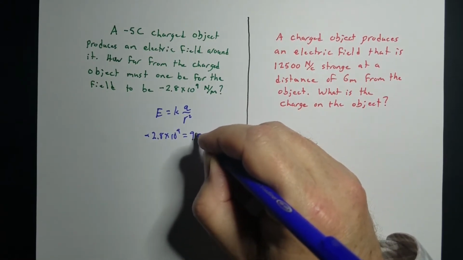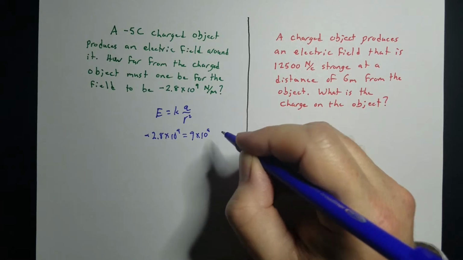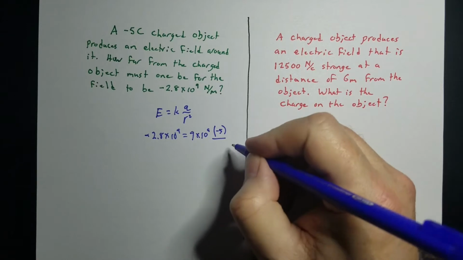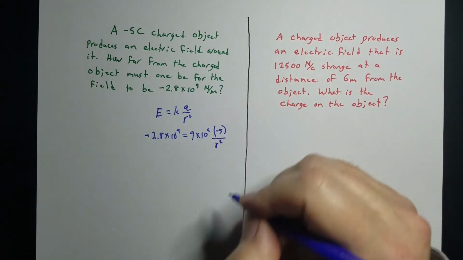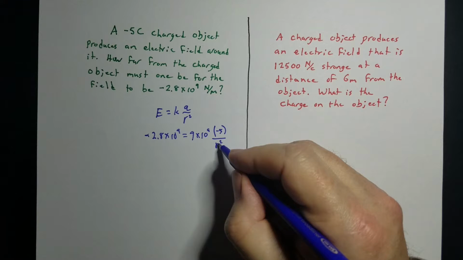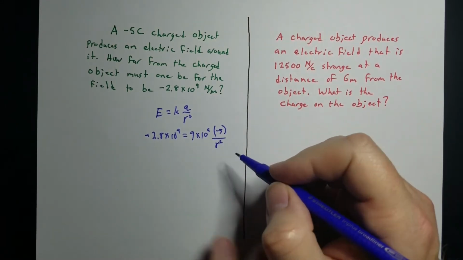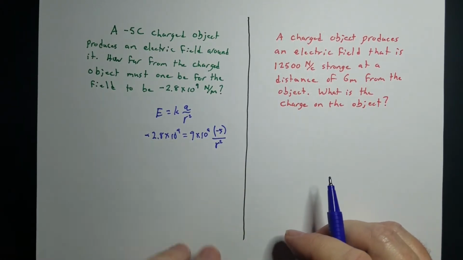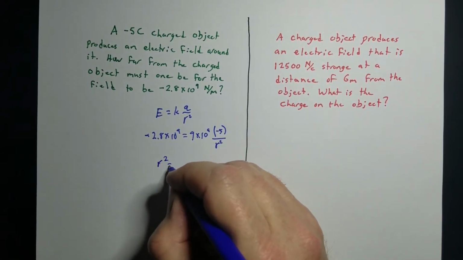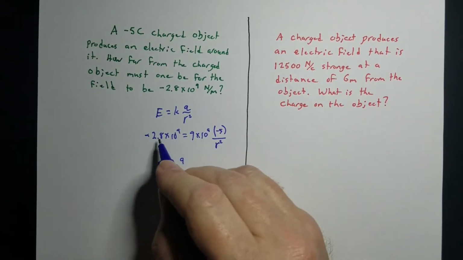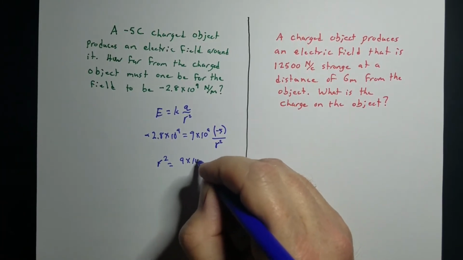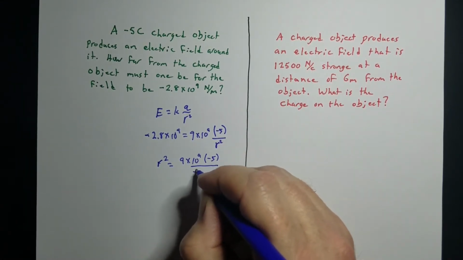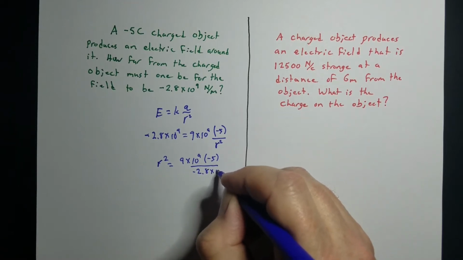K is 9 times 10 to the 9th. Q is -5. And R, we don't know. Okay, now there's a trick that I like to do when I'm solving for this bottom. I call it the super secret math trick. And basically, we swap these two. R squared comes out, and that takes its place. So 9 times 10 to the 9th times -5 divided by -2.8 times 10 to the 9th.